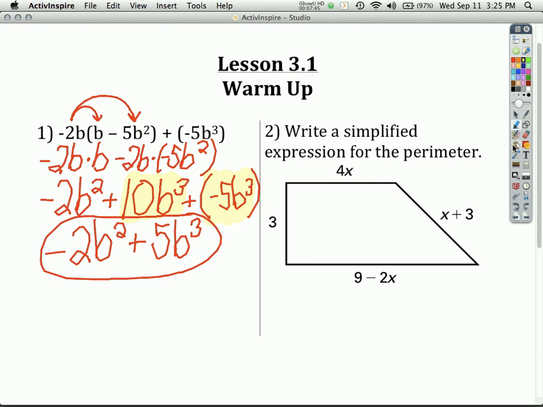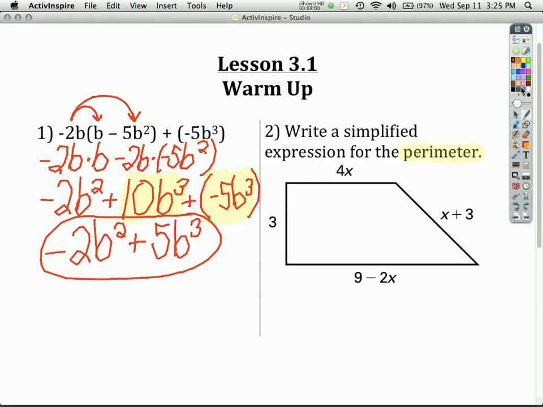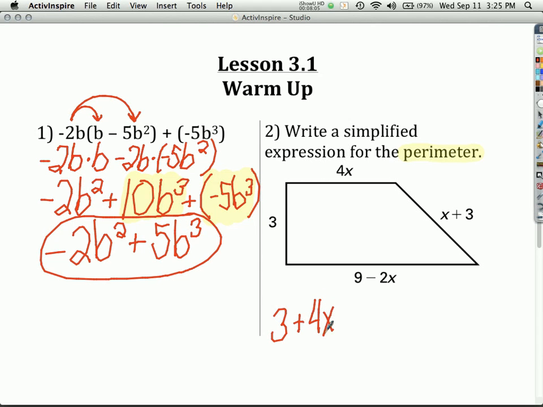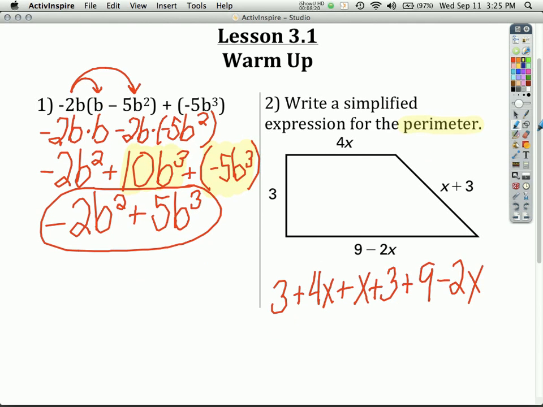Nathaniel, could you tell the class a key word from the question? Like the most important word that tells you what to do? Perimeter. Perimeter. And what does that tell you to do? Add them all up. So all you had to do was add up 3 plus 4x plus x plus 3 plus 9 minus 2x. Add them all up. What's the next thing I'm supposed to do? What's that phrase, another phrase that you learned last time?